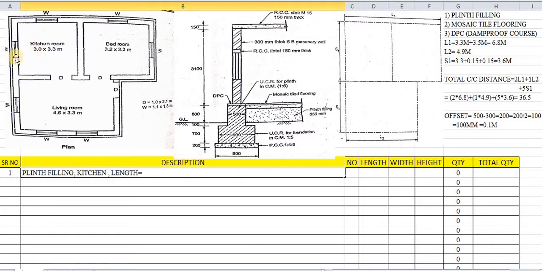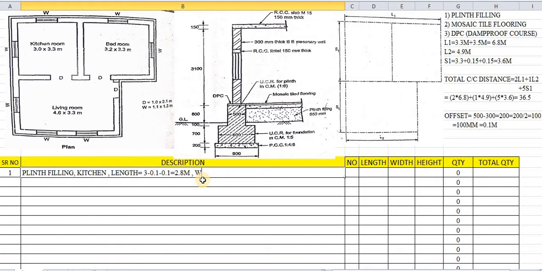So 3 meters is the length, and the offset is 0.1 on this side and 0.1 on this side. So 3 meters minus 0.1 for this end, minus 0.1 for this end. That means the length has been reduced by 0.1 and 0.1, that is 2.8. So 2.8 meters is the length of this kitchen. We have deducted 0.1 plus 0.1, that is 0.2. So 3 minus 0.2 is nothing but 2.8.